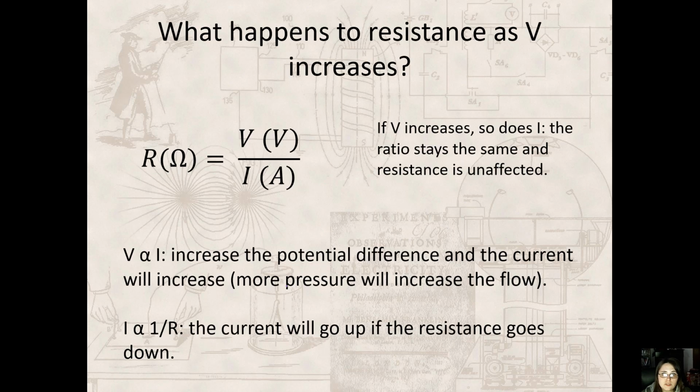So what happens to the resistance as the potential difference increases? If the potential difference increases, so does the current, and the ratio stays the same and the resistance is unaffected. So the potential difference is proportional to the current, so an increase in potential difference will increase the current, so there'll be more pressure and it'll increase the flow of electrons. The current is proportional to 1 over R, so as the resistance goes up, the current will go down.